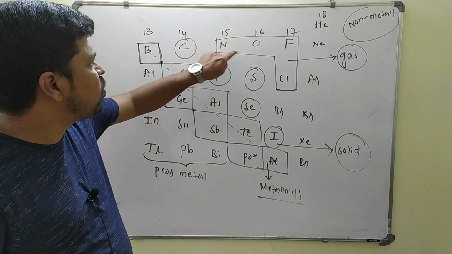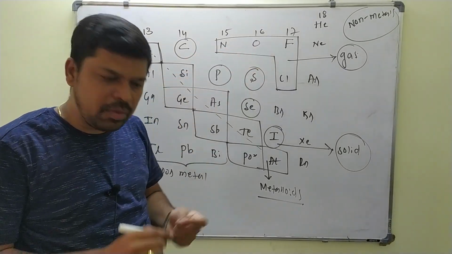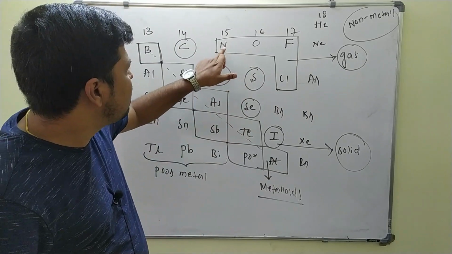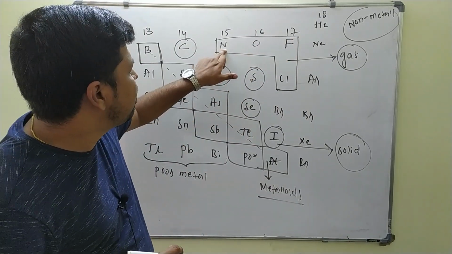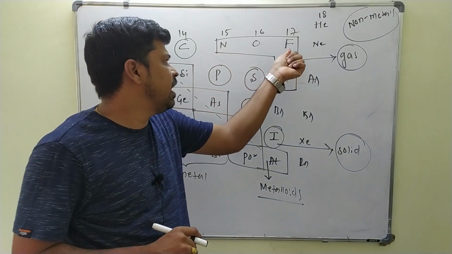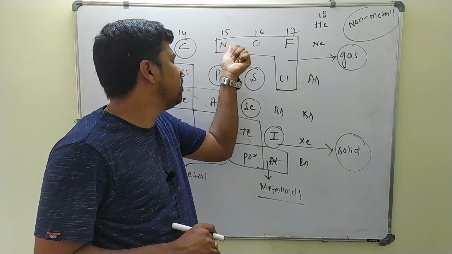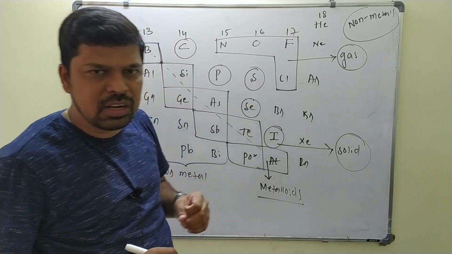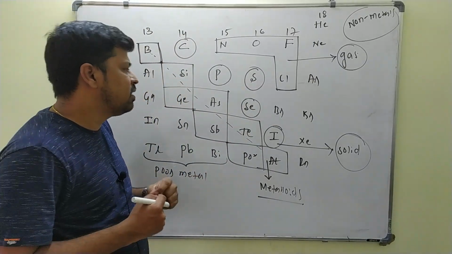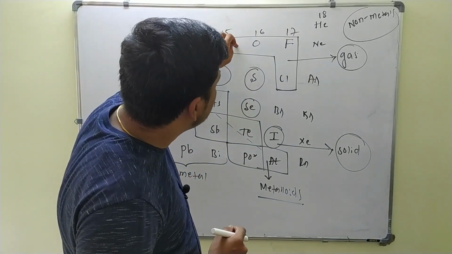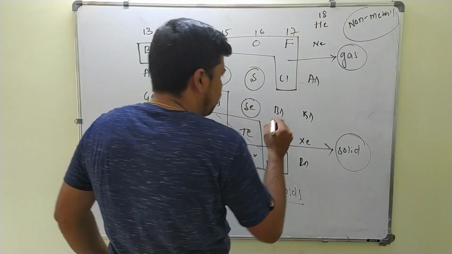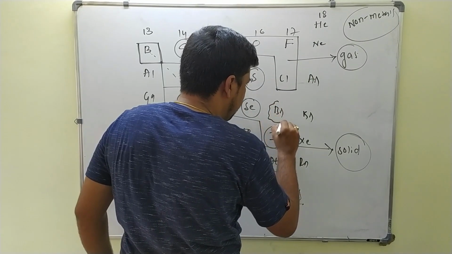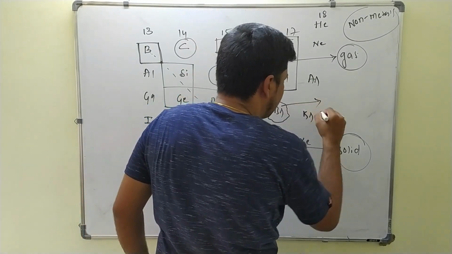If you see this nitrogen, oxygen and fluorine, what can you remember here? These elements are involved in hydrogen bonding. The elements which are involved in hydrogen bonding are the highest electronegative: fluorine, oxygen and nitrogen. Even sometimes chlorine is also involved in hydrogen bonding. Some exceptional cases are there. So these elements are in the gaseous form. Next, if you go for bromine, this bromine is liquid at room temperature.